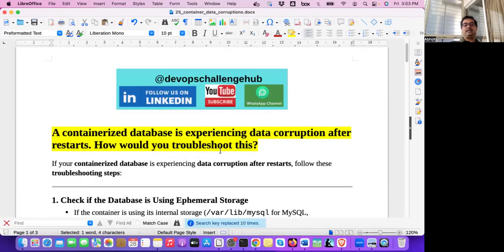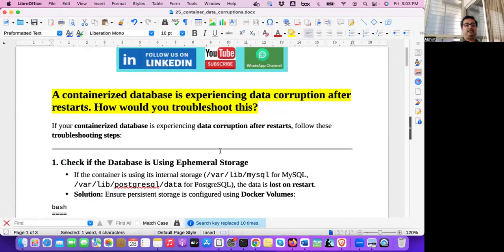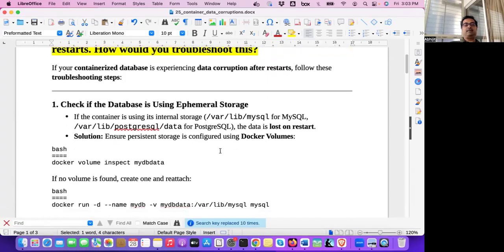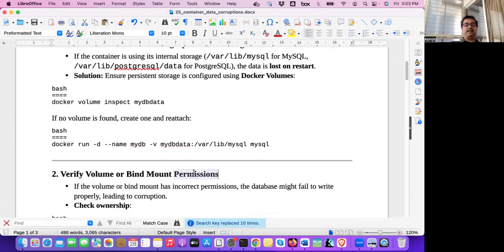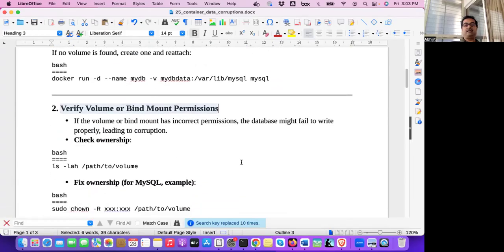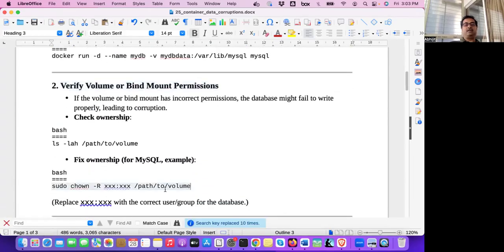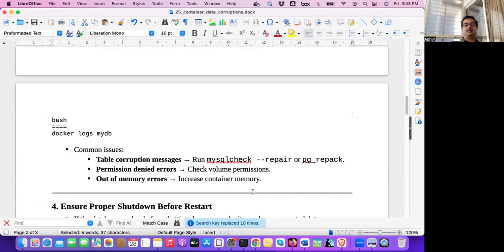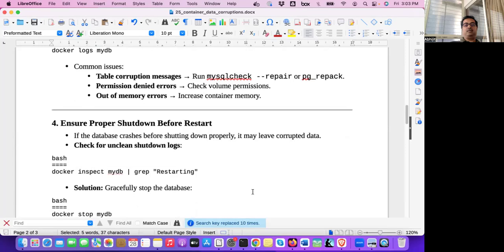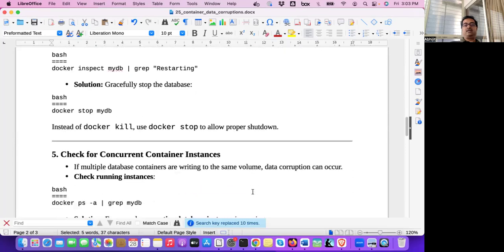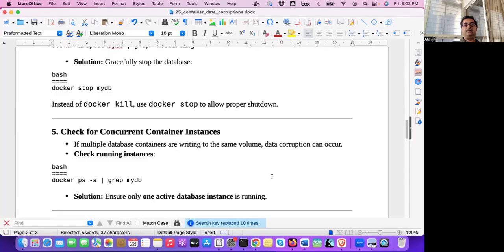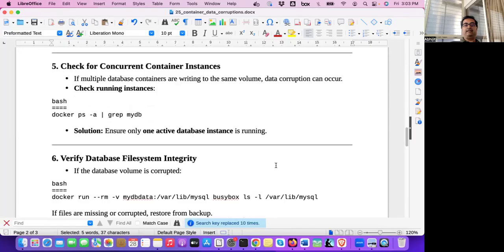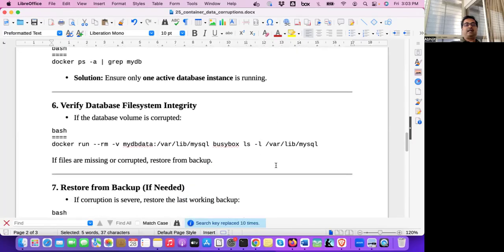So what we discussed: whether we are writing in the ephemeral storage or on the volume. Internal storage is not permanent, though chances are unlikely. Check the bind mount permission, whether the owner has the proper permission or not, and if required, change the ownership. Check database log errors. Then do a proper shutdown. Check whether concurrent container instances are writing into the file system or the same volume. Verify the database file system integrity and restore from backup if needed.